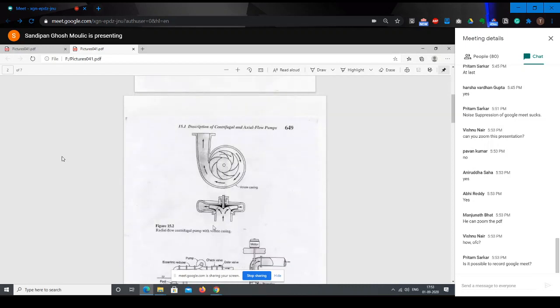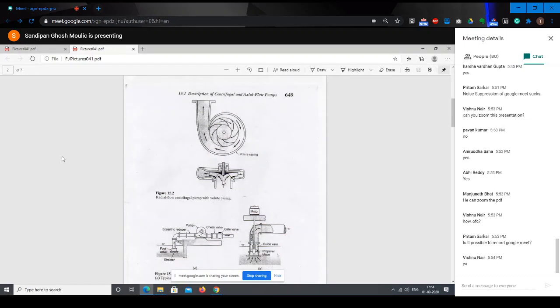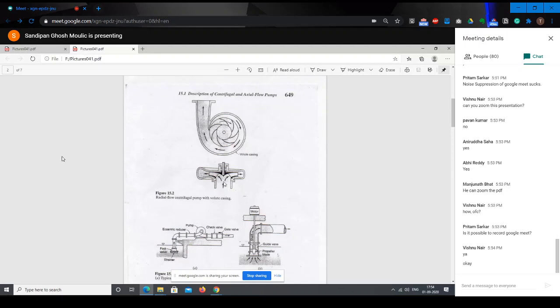So this is another view of a pump. In this figure you see the fluid will enter axially and it will turn and go out radially. So this part and this part, this is the scroll casing. It's not symmetric because, as you can see, the area is increasing here. If you look at the distance from the axis to this point and from the axis to this point, they are not the same.